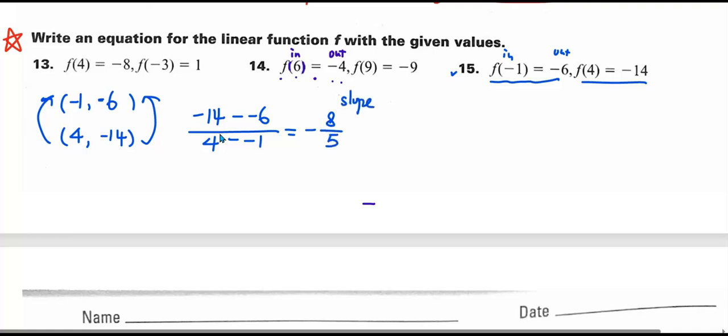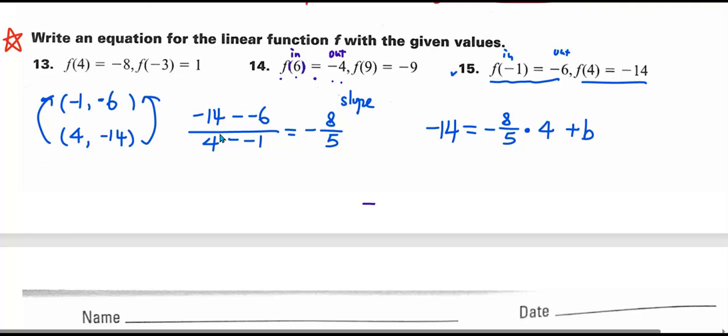Then I'm going to pick a point. I guess you might want to use the smaller point. If you want to try for -14, it's also good. Okay, so I'm going to try for -14. So I can write down y equals slope times x, x is 4, plus b.